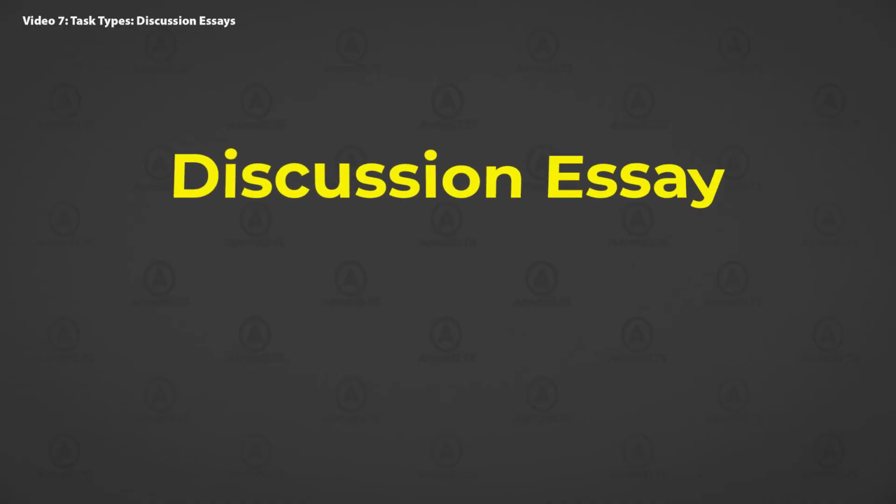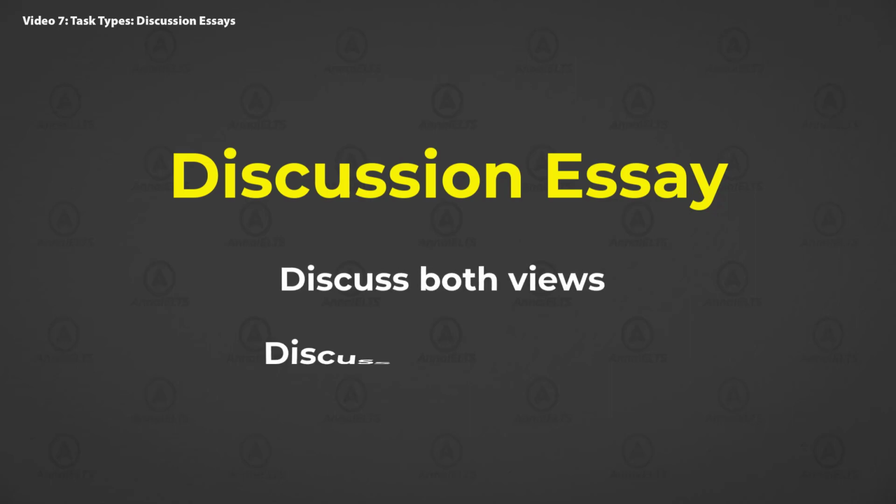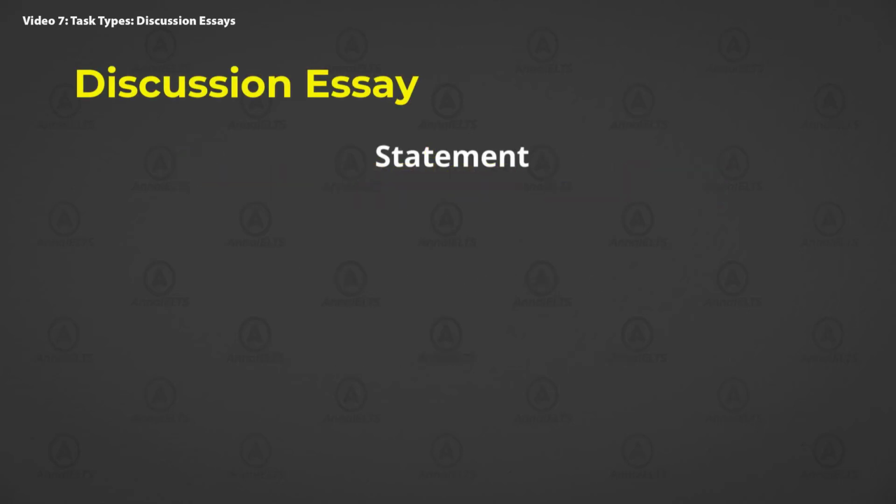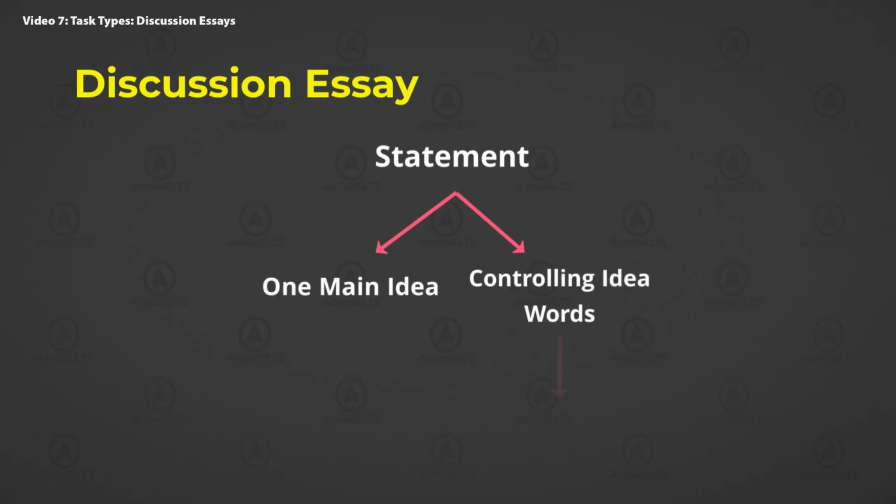The first type of IELTS writing task 2 is called discussion essay, which are really common and easy to spot, as the phrases discuss both views and discuss both opinions are always included in the question task. The statement section of these tasks always includes 1 main idea, while the controlling idea words include the idea of 2 groups of people. IELTS candidates are required to write about both opinions.